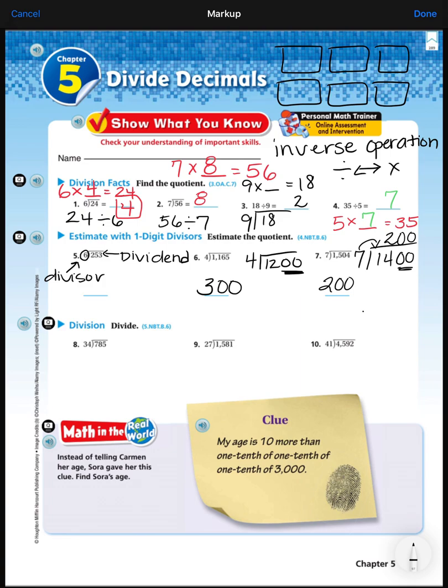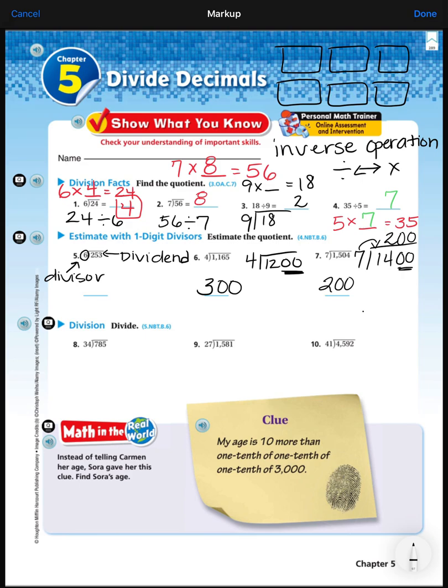Let's see. 8, 9, and 10. Those are 2-digit divisor ones, but I don't want to get into that yet because we've already actually done this in the chapters way before this. I think it was either the end of chapter 1 or the beginning of chapter 2. I can't remember. But we've actually done this. The only thing that's going to be a little different for this chapter is that we're adding decimal points in there.